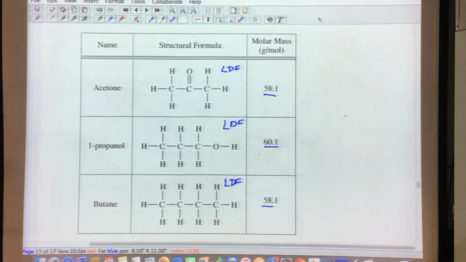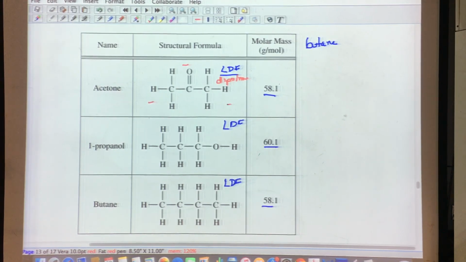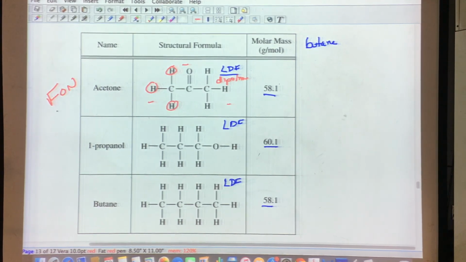So why is butane going to be the one that's lowest? Because it only has what? LDFs. Now what does acetone have? Acetone with itself has LDFs, but also has what? No, it has dipolar forces. What does that mean? It's got a negative end and probably a slight positive end. This is a polar molecule attracting. It does not have any H's that are bonded to a what? FON. It does not have any electron deficient H's. So this has no what? H bonding.